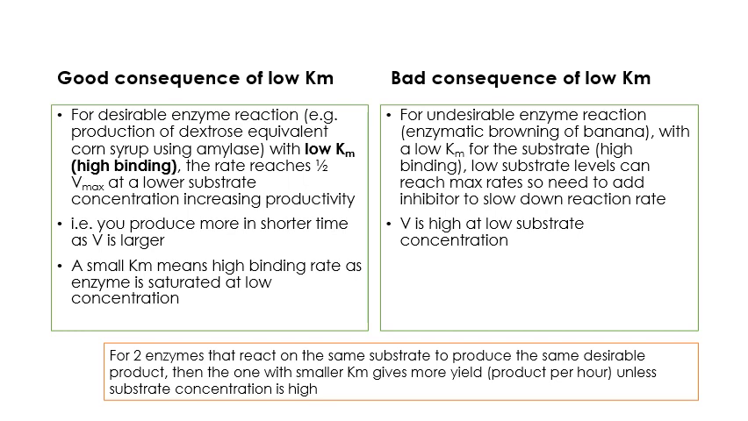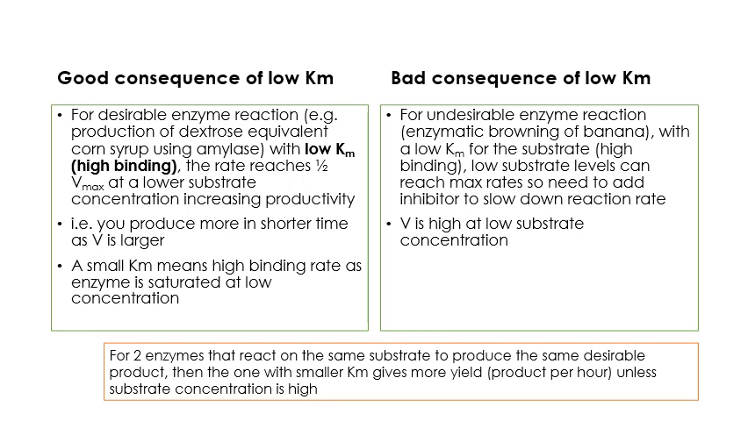So having a small Michaelis constant means higher binding rate, as the enzyme is saturated at low concentration of the substrate. But for those undesirable enzymatic reactions, for example, the enzymatic browning of fruits such as banana, okay, if you have a low Michaelis constant value for the substrate, it means that you have higher binding affinity, meaning that a low substrate level can reach maximum rate. So what you can do to slow down this enzymatic reaction is by adding an inhibitor. Okay, so here the velocity is high at low concentration of substrates.